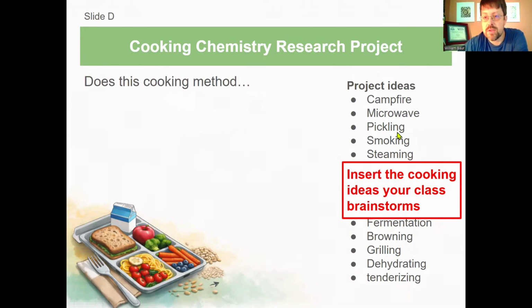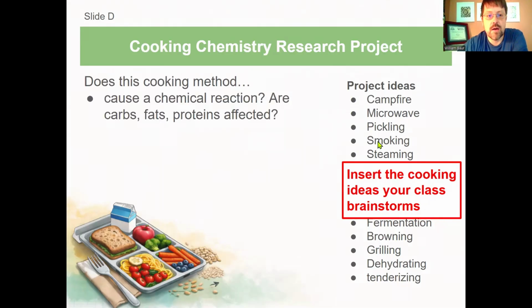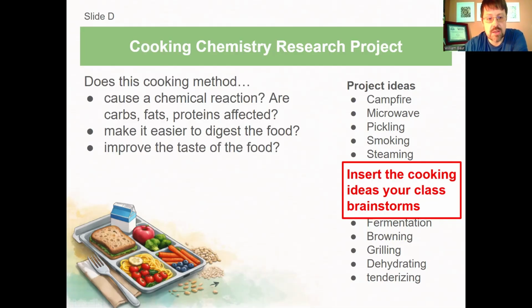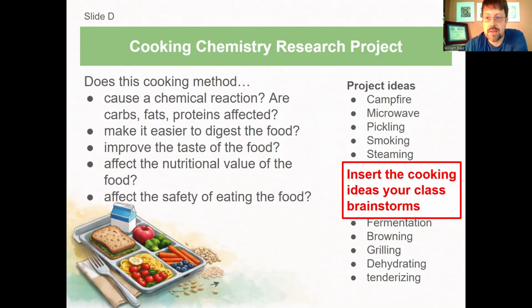I think it's really important for this to be student driven, the students' ideas. You can throw in a few other things that the kids might not consider as cooking as part of the project ideas. And so these are the research questions. There's a handout to guide their research. So thinking about how cooking changes the composition of the macromolecules like carbs, fats, and proteins they've learned about in this unit, thinking about digestion and taste, nutritional value, and safety and food preservation.